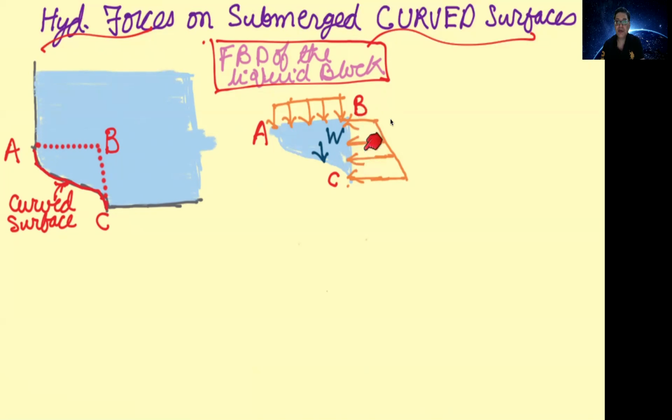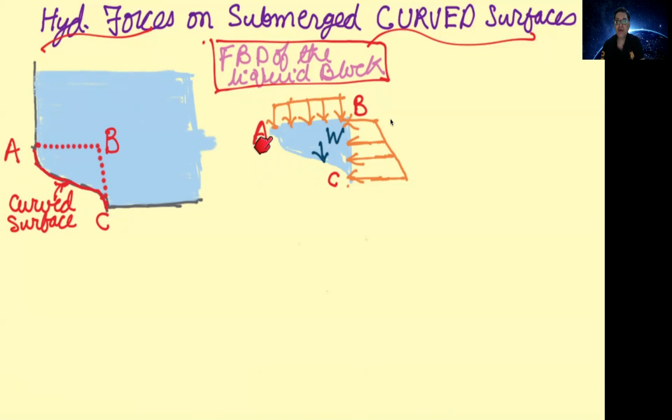So this is the pressure distribution on this vertically projected area. So we are taking this fluid block, and I had shown you the pressure on the AB and BC. So we are drawing a free body diagram. Whenever we draw a free body diagram on a static fluid, we are representing the various body and surface forces.